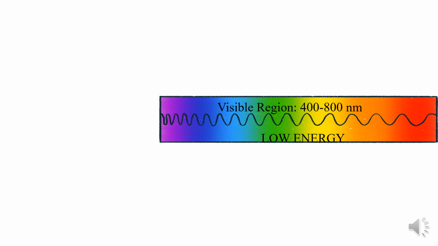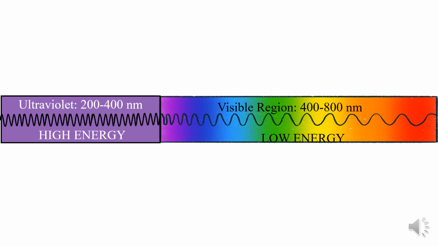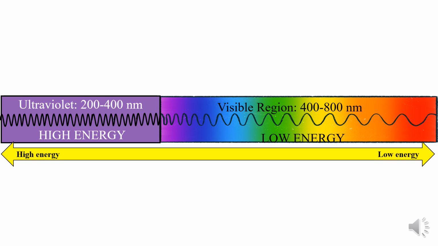Now the visible region is a low energy region with longer wavelength, while the ultraviolet region is a high energy region with shorter wavelength. As you move from the UV region towards the visible region, energy decreases. As you move from the visible region towards the UV region, energy increases.